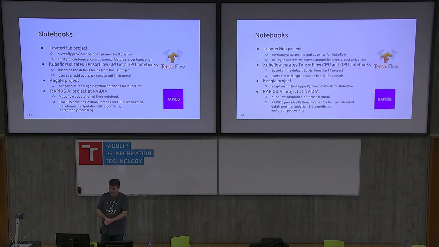And recently, just before the end of last year, we did an adaptation of a new project from NVIDIA, which is Rapids AI. And Rapids is basically a set of Python libraries that are specifically designed for GPU acceleration. And they include data frame manipulation, various types of machine learning algorithms, and also a library for graph processing.